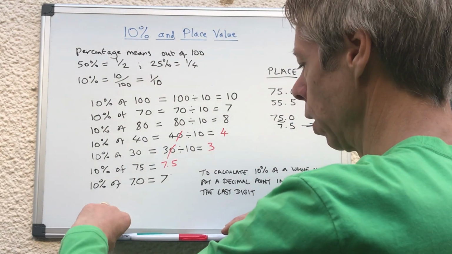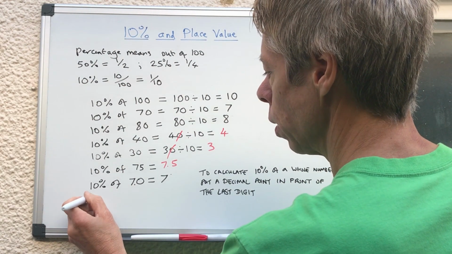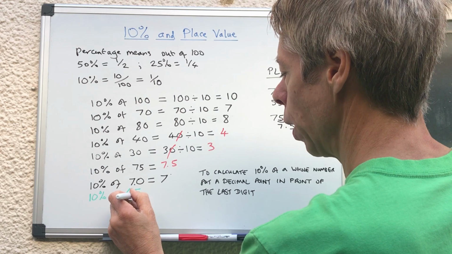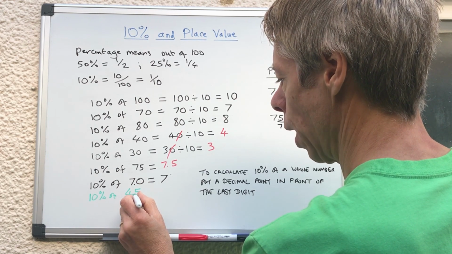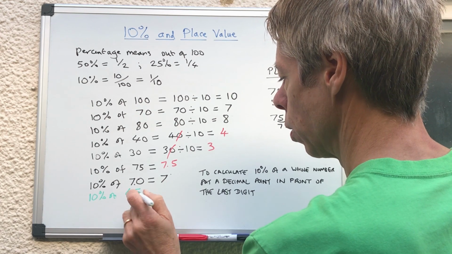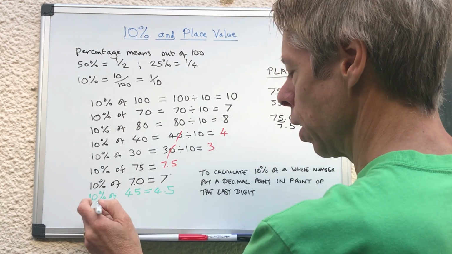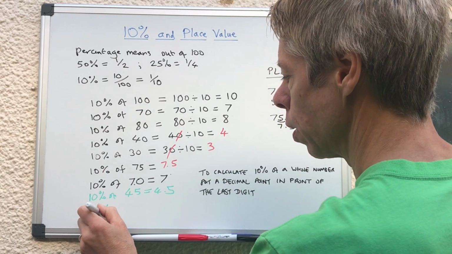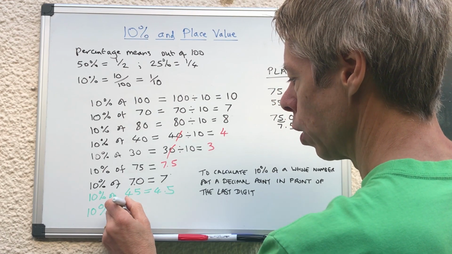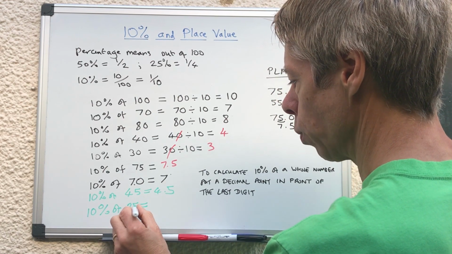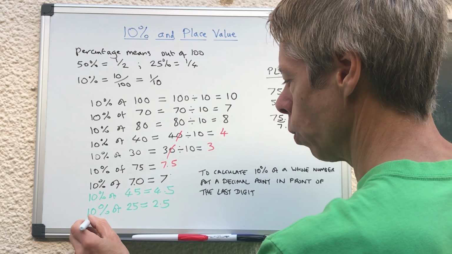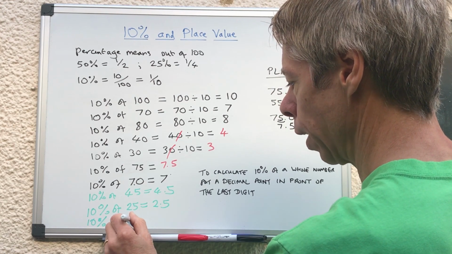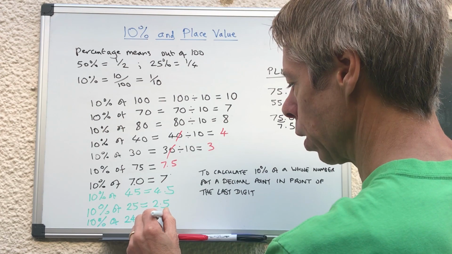Just go to the green pen for that. So, we've already done it with that one. So 10% of 45, I'm going to put a decimal point there, so the answer is 4.5. 10% of 25 equals, put in a decimal point there, 2.5. One last one before we run out of space on this screen. 10% of 24, putting a decimal point there, is 2.4.